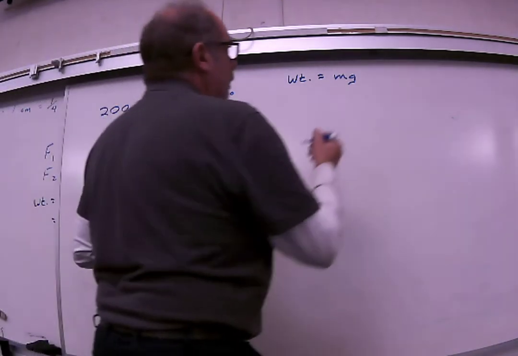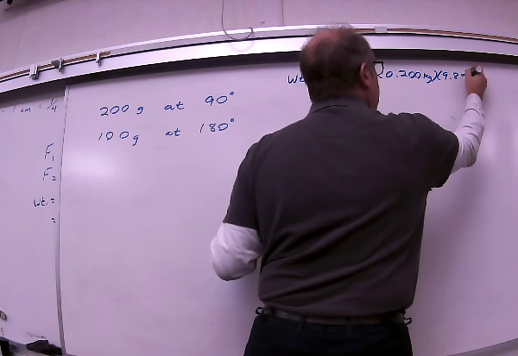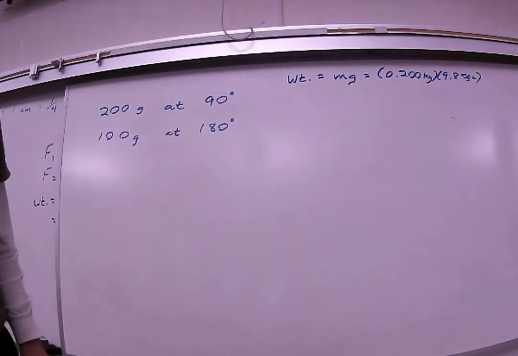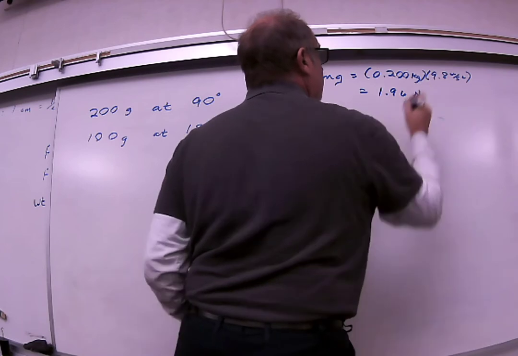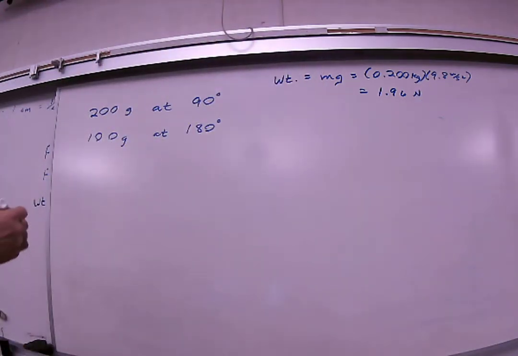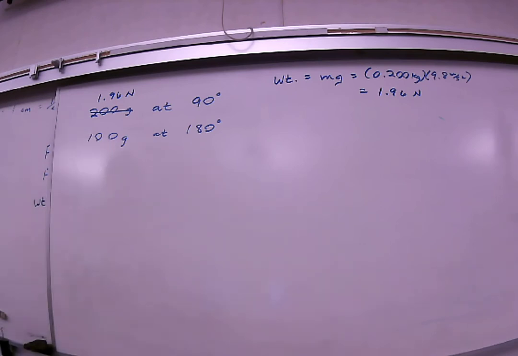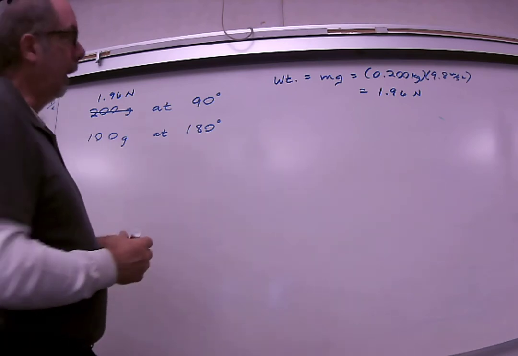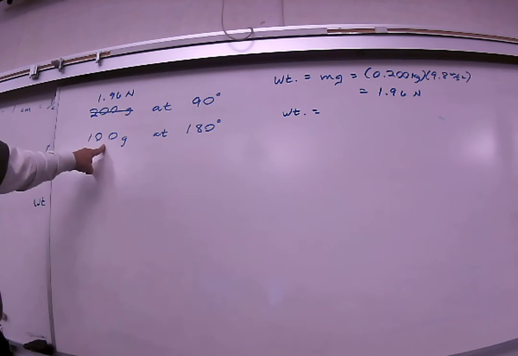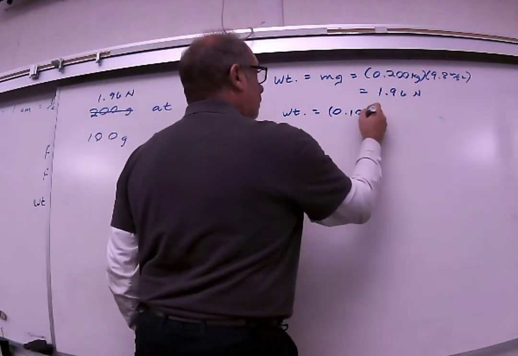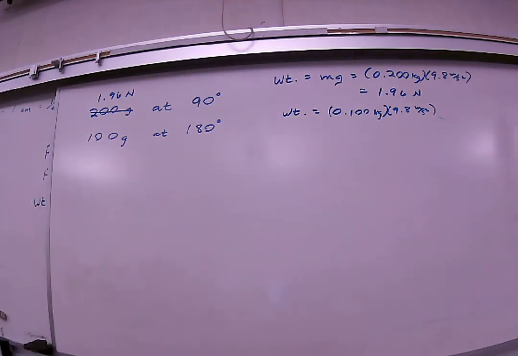So changing grams to kilograms, 0.2 kilograms times 9.8. And yes, those of you who responded, thank you, 1.96 newtons. So this is not really 200 grams. Instead, we have to use forces. So that's 1.96 newtons. Okay, what is the weight of 100 grams?